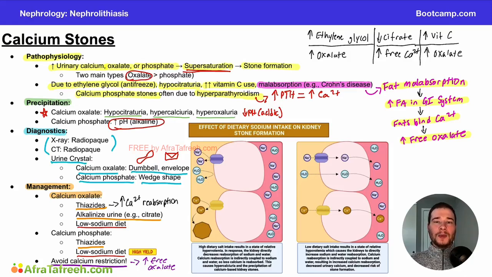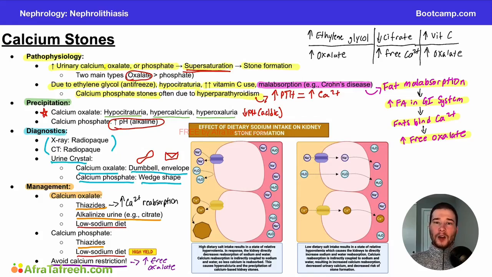And finally, for management, the goal is really about decreasing the amount of stone forming substances in the urinary system. So that can include things like thiazides or a low sodium diet, or potentially even giving something like potassium citrate to alkalinize the urine for calcium oxalate stones, because we know the preferred environment for those forming is an acidic environment, and thus we would try to do the opposite.